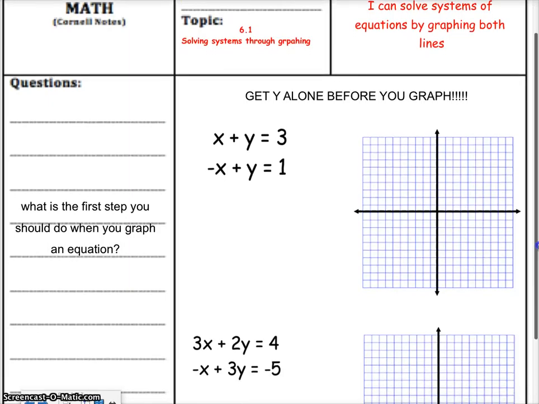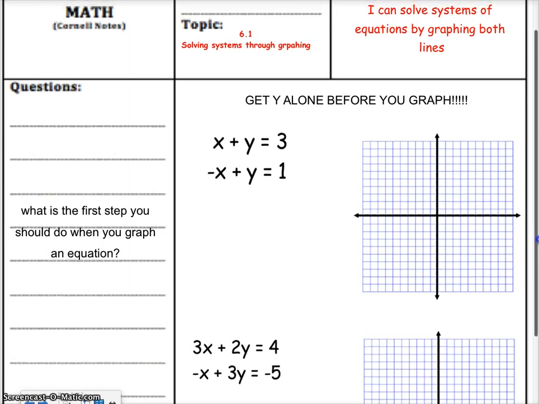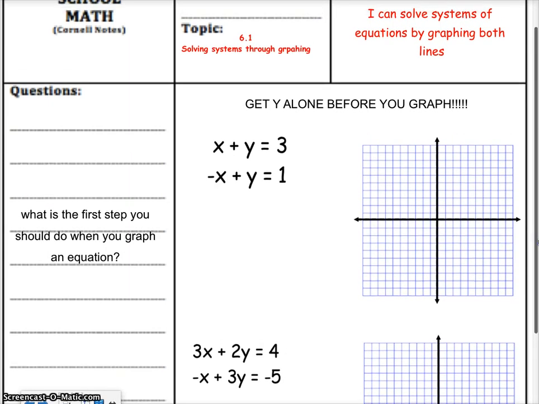Okay, you will not have to get y alone first. Just so you know, I would never give it to you where you have to get y alone. So I'm going to help remind you because some of us struggled with that on that test. First thing I would do is subtract x. So y equals -x plus 3. That's line 1.